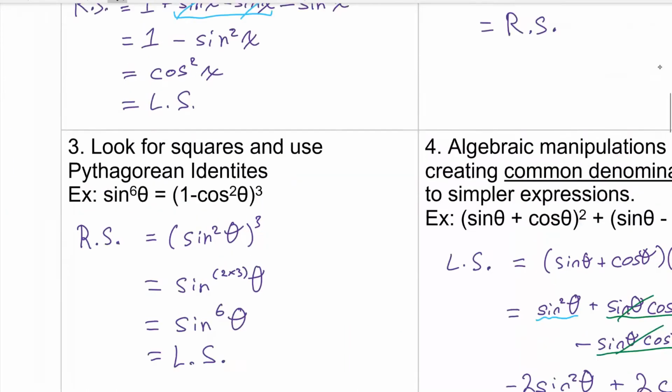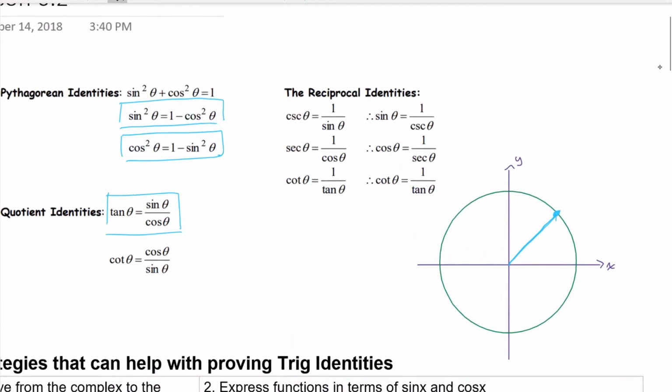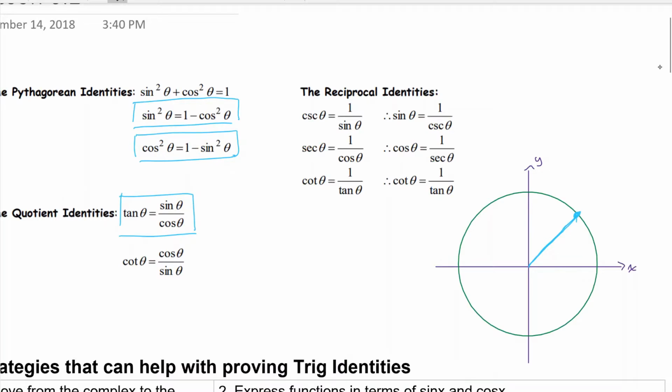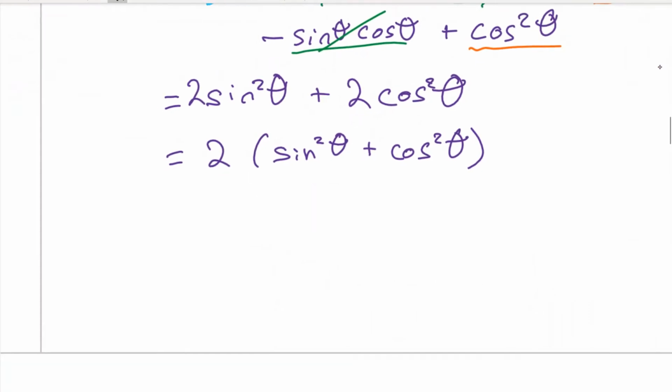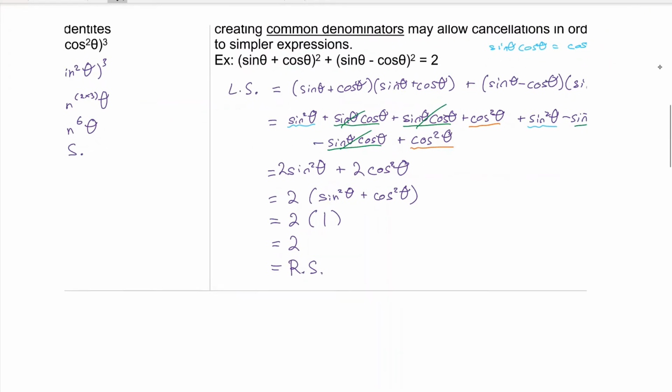So I remember that my Pythagorean identity says that sine squared theta plus cos squared theta is equal to 1. So I can replace those brackets with 1. So instead of writing sine squared theta plus cos squared theta, I know that all of that is just equal to 1. So 2 times 1 is just 2. And that is equal to my right side. So I have proven this identity.